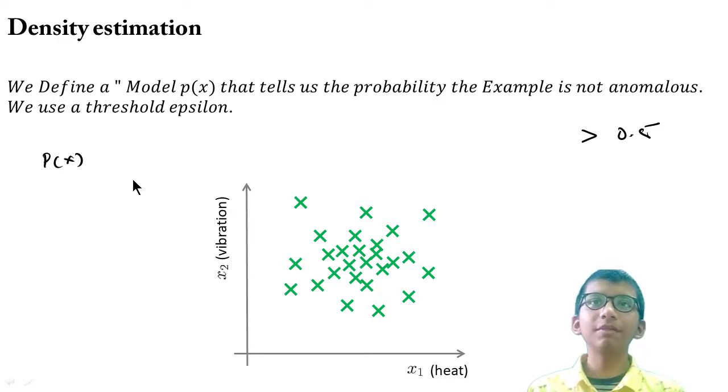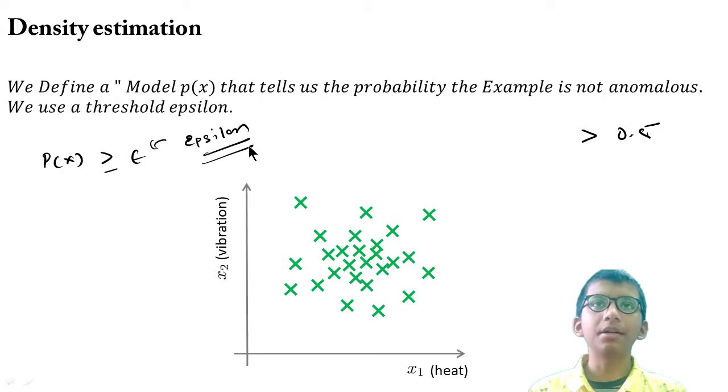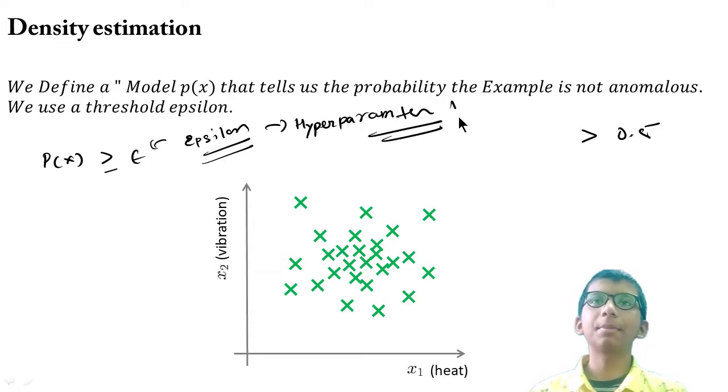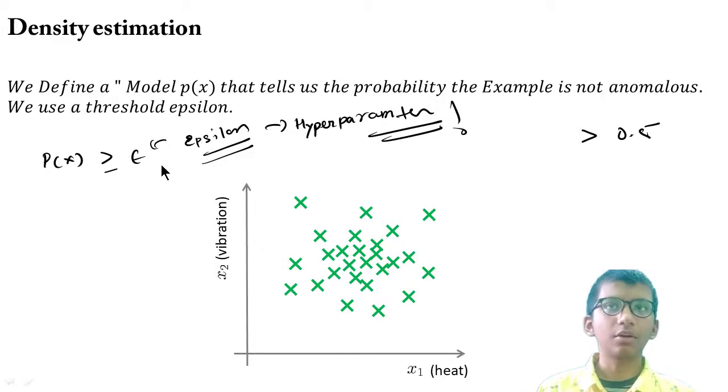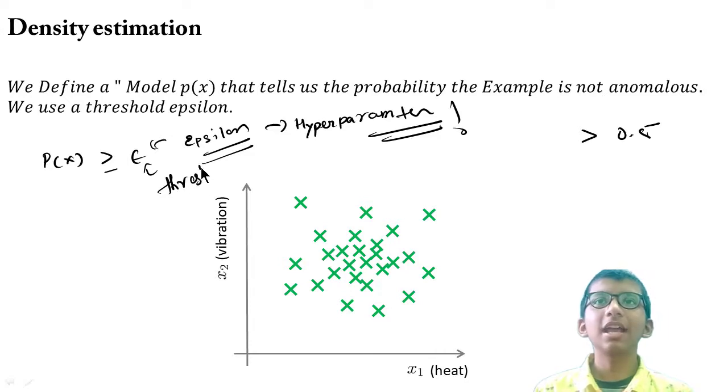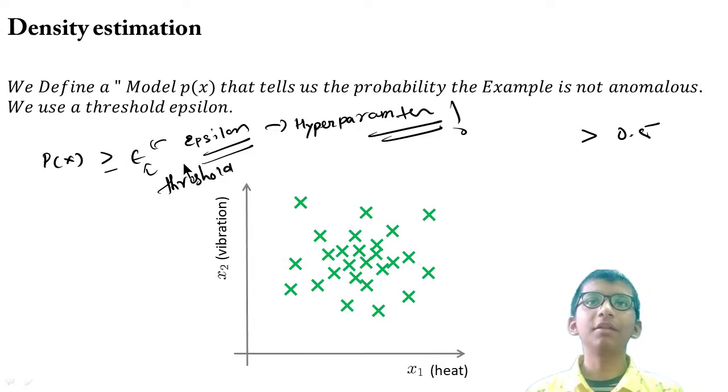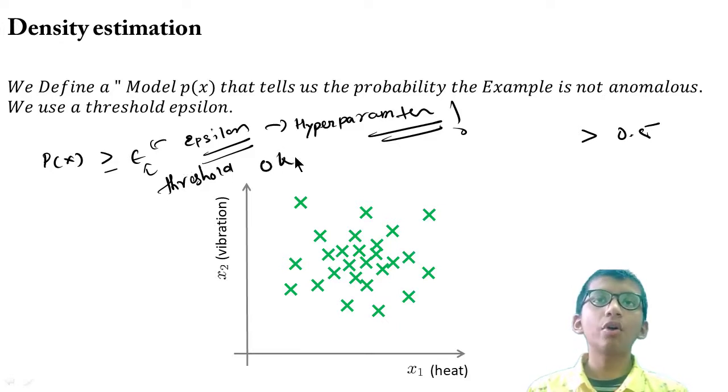So if our probability is greater than or equal to epsilon, which we usually denote as epsilon, and this is the hyperparameter which we have to tune. We usually call it epsilon, and in simple terms we can call it a threshold, so that if our probability is greater than this, we will consider it as okay, non-anomalous.